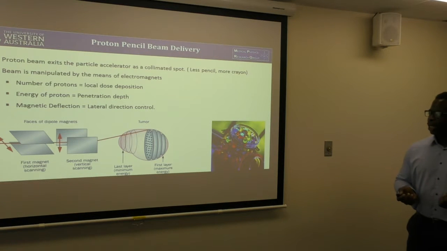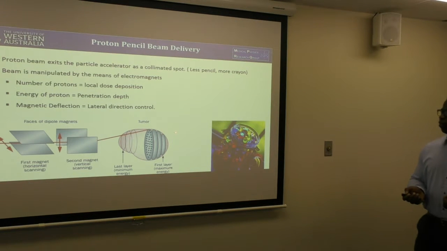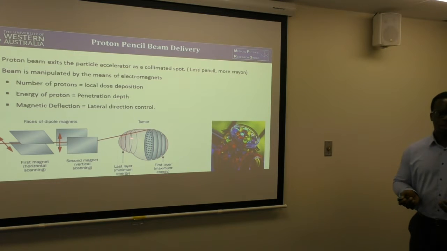Basically, we can stack the dose in the tumor volume in a similar fashion to filling an empty jar with marbles.